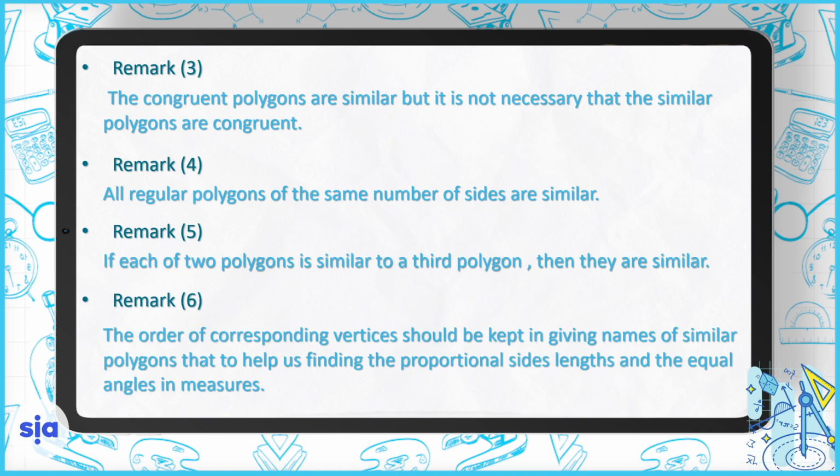Remark number 6. The order of corresponding vertices should be kept in giving names of similar polygons, to help us find the proportional sides and the equal angles in measure.